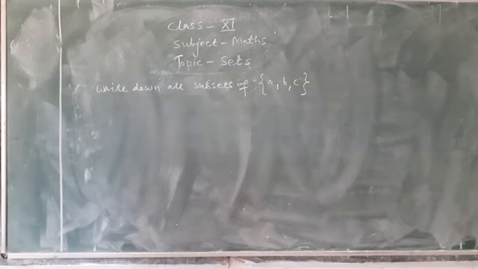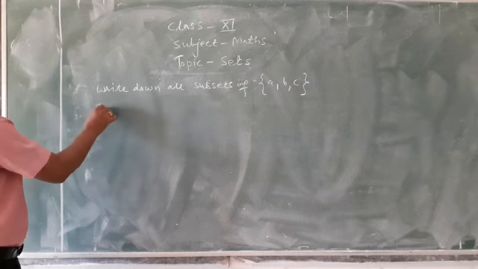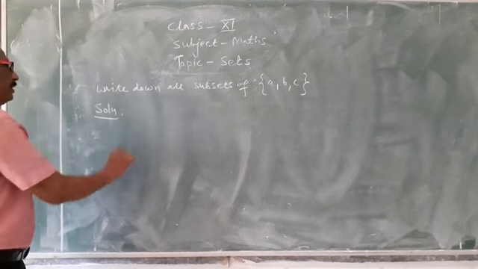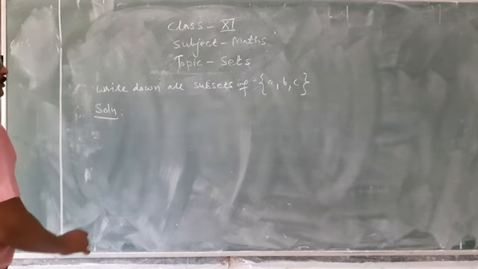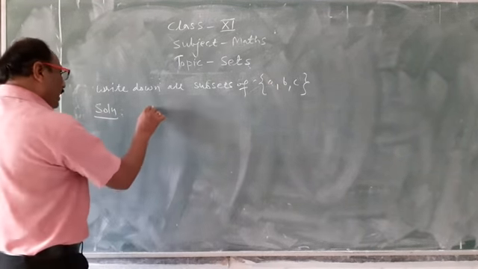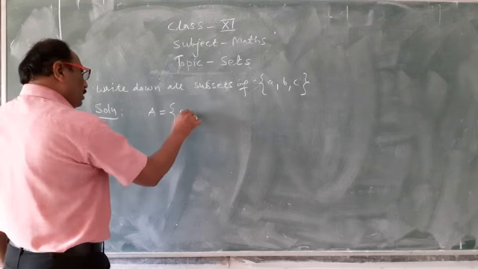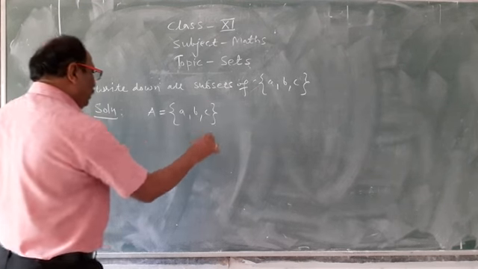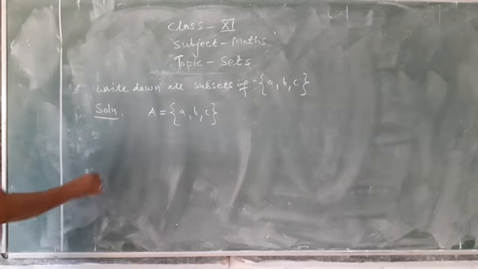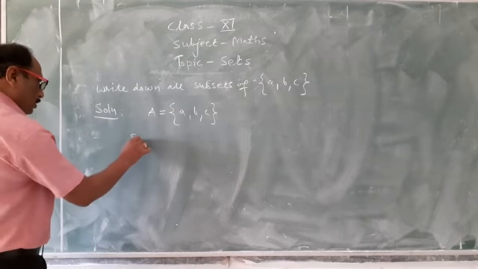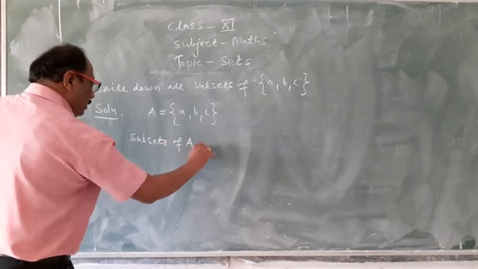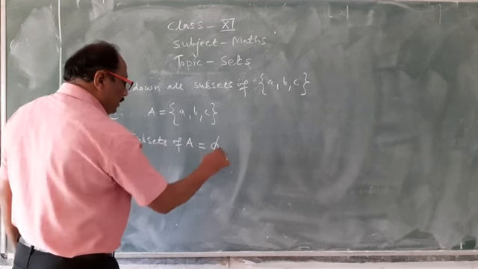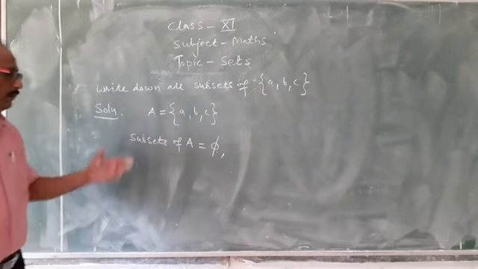All subsets of the given set {a, b, c}: how many subsets are there? We count as, let A be equal to {a, b, c}, this set. Then subsets of A: first, the empty set. The empty set is always a subset of A.